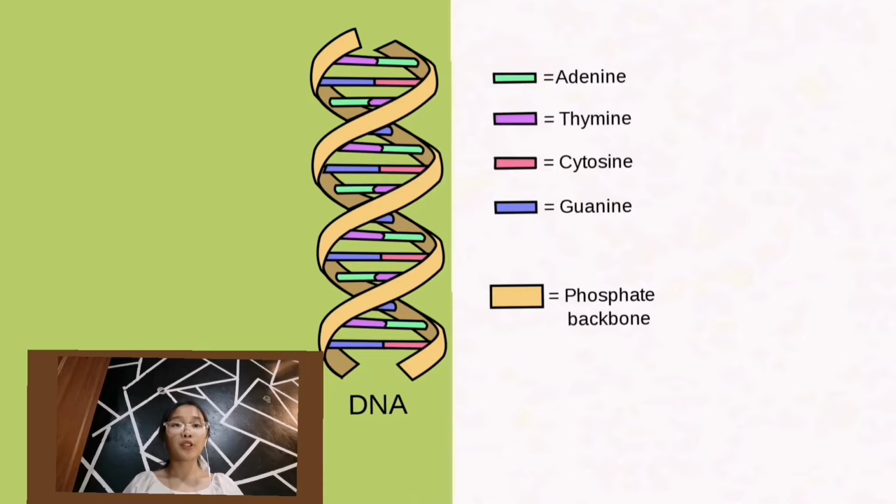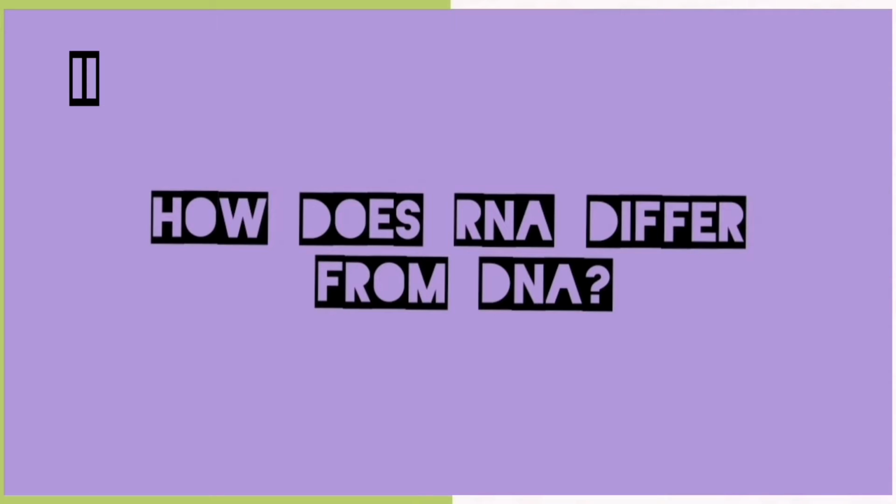Its composition of polynucleotides coils around and carries genetic instructions for the development, functioning, growth, and reproduction of all known organisms and many viruses. So these instructions are found inside every cell and are passed down from parents to their offspring. So one might ask, how does RNA differ from DNA? So let's talk about it.